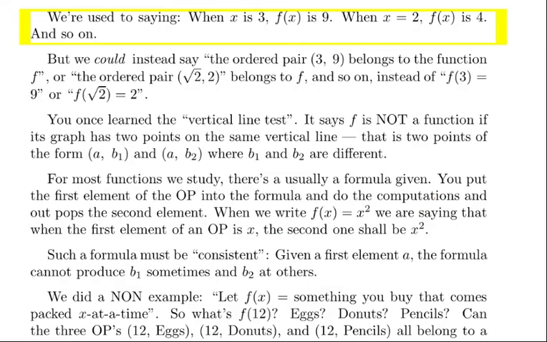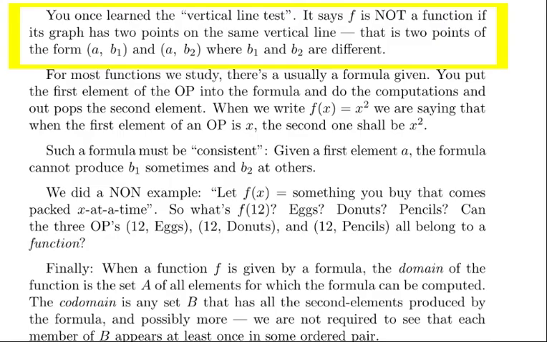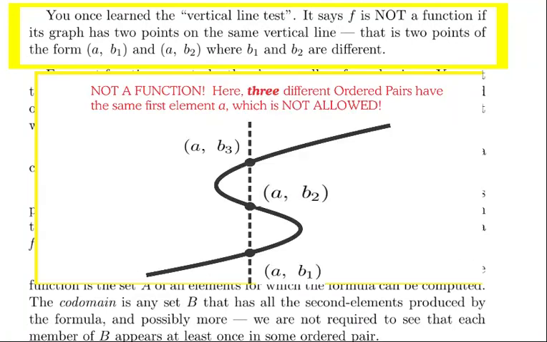We're used to saying, when x is 3, f of x is 9, or, when x equals 2, f of x is 4, and so on. But we could instead say, the ordered pair 3, 9 belongs to the function f, or the ordered pair radical 2, 2 belongs to f, and so on, in place of f of 3 equals 9, or f of radical 2 equals 2. You once learned the vertical line test. It says f is not a function if its graph has 2 points on the same vertical line. That is, 2 points of the form a, b1, and a, b2, where b1 and b2 are different.